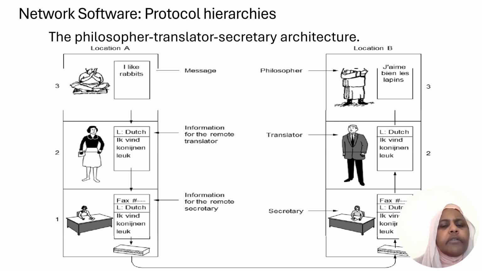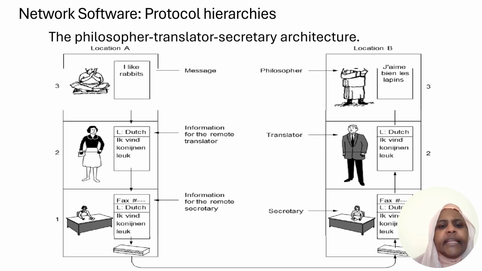So if the first philosopher, who speaks English and Urdu, says in English, "I love rabbits," the translator will translate it into Dutch and send it to the secretary. The secretary will send it through a fax machine, for example, to the other secretary on the other side. The secretary on the other side will transfer the data to the upper layer, that's the translator, in Dutch, and the translator will translate it into French for the philosopher in the upper layer. So the middle layer provides a service for the upper layer, that is translation, and the lower layer, layer 1, provides services to layer 2, that is data transmission.